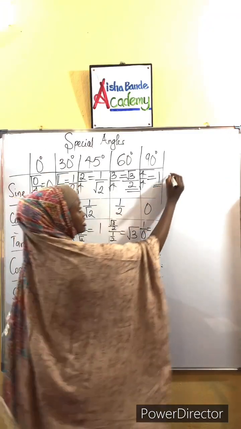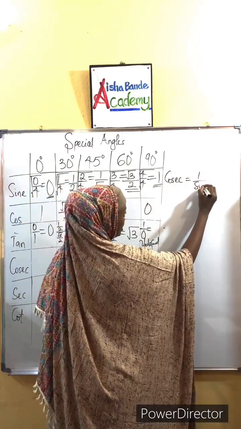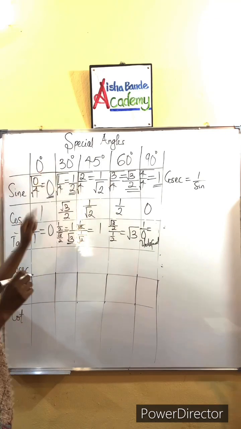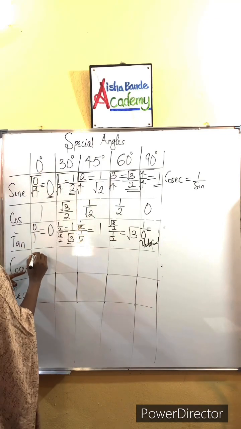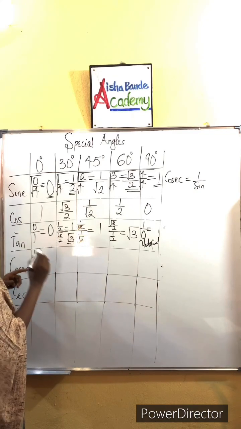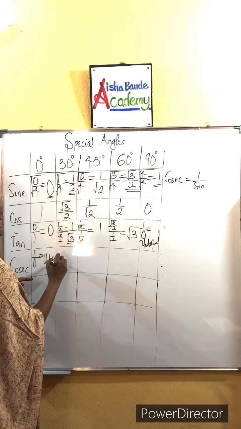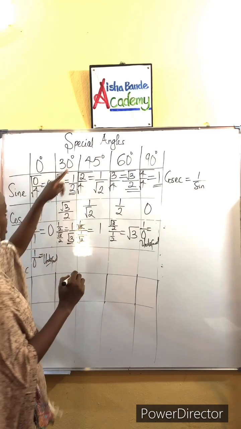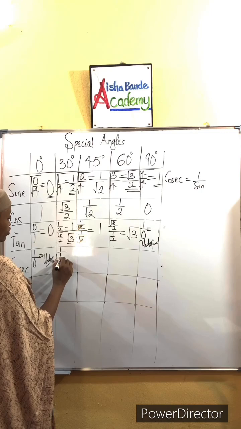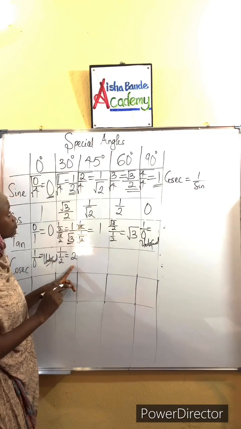So cosec is given as the formula. Cosec is equal to 1 over sine. So from here, cosec 0 degree is going to be 1 over sine. The value for sine here is 0. And 1 divided by 0 is what? Undefined. Okay. So moving on, we have cosec 30. This is going to be 1 all divided by 1 over 2. And this gives us a value of 2 when we simplify this.